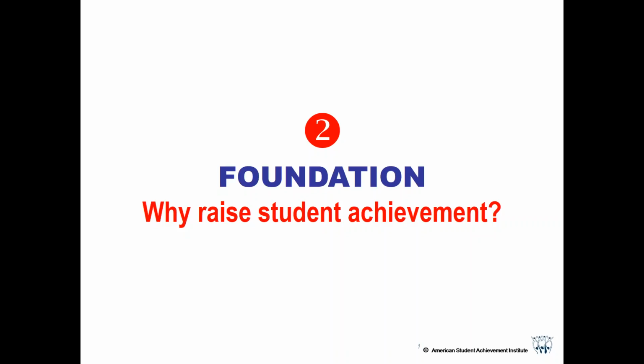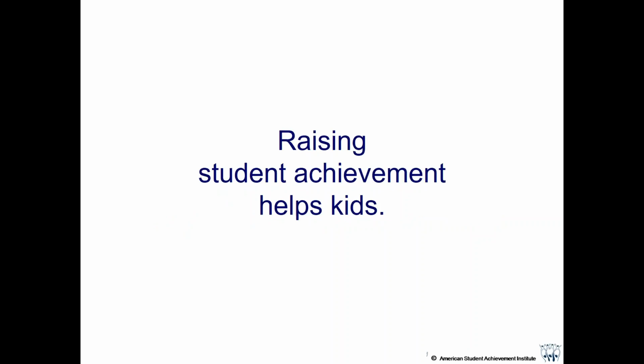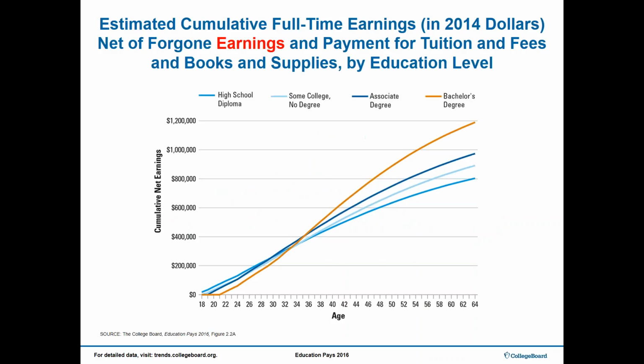So the first question we want to examine before we actually get into the active visioning is, why are we even doing this? Why raise student achievement? So the main thing is because we care about kids. And we know that when we raise student achievement, kids are the beneficiaries. So here's how we benefit kids by doing our work to raise student achievement.